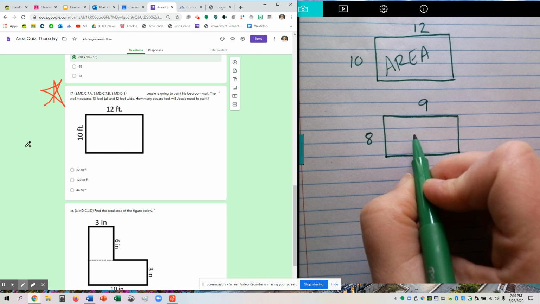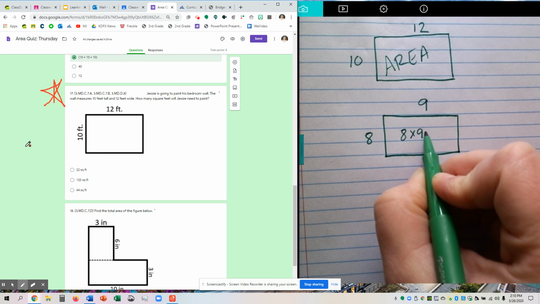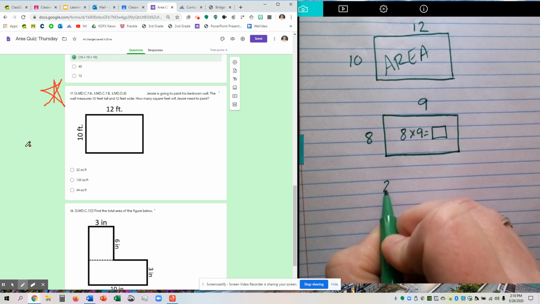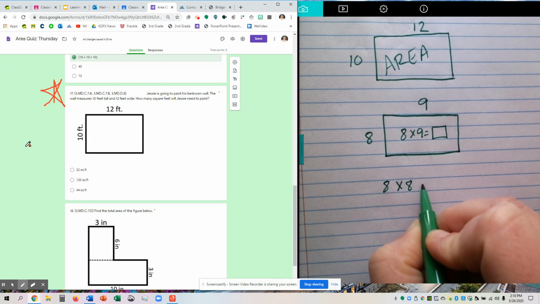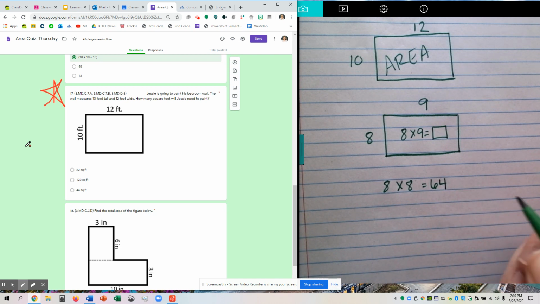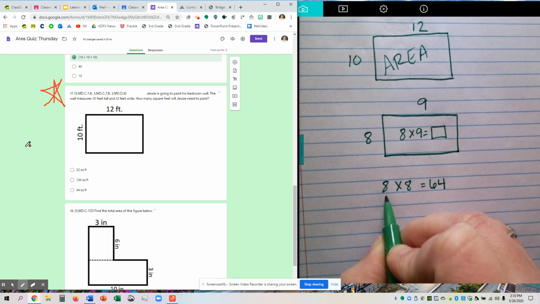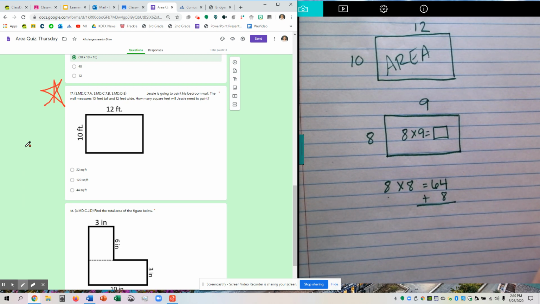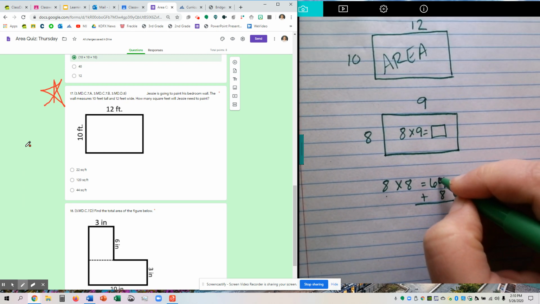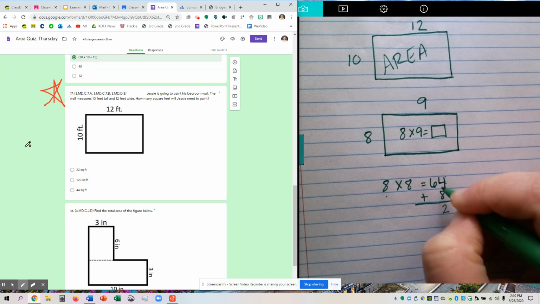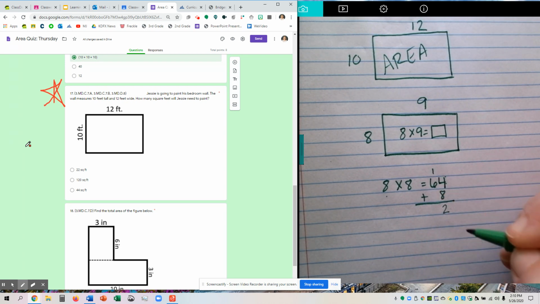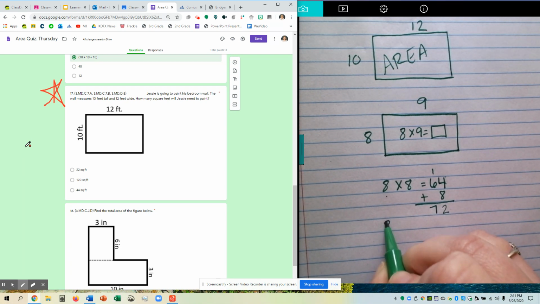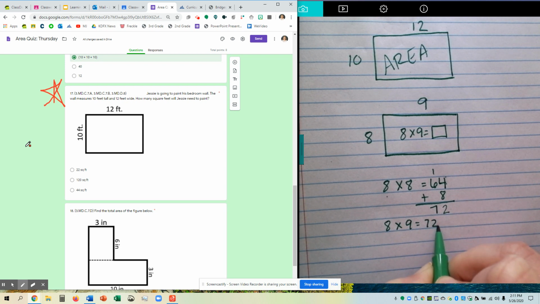So I'm going to think about 8 times 9 would be the inside of this shape. Well, I know that 8 times 8 is 64. So I could say 8 times 8 is 64 plus 8 more, and that would be the same as 8 times 9. So 8, 9, 10, 11, 12, put down a 2, carry the 1. 6 plus 1, or 6 tens plus 1 ten is 7 tens. So 8 times 9 is 72.